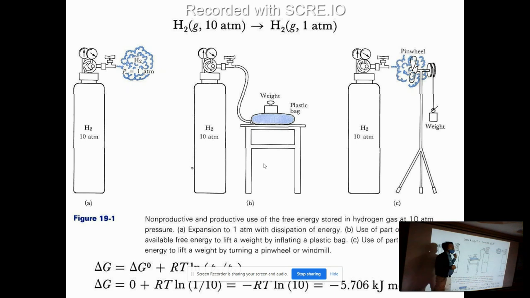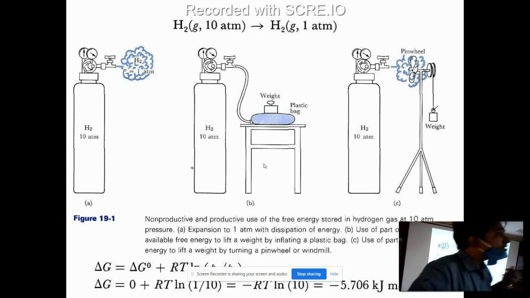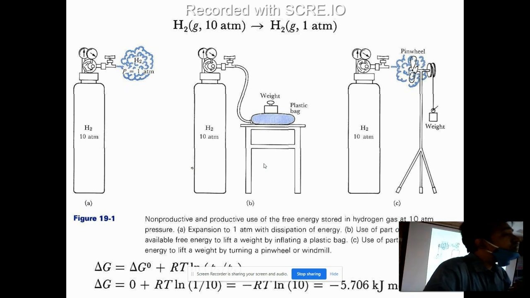So this energy is called Gibbs free energy. The free energy is available here. I can extract it, I can convert it into other forms. So what is Gibbs free energy? The amount of energy that can be extracted from the system. The free energy available can be extracted from the system.